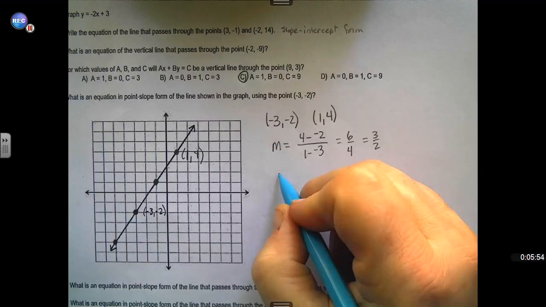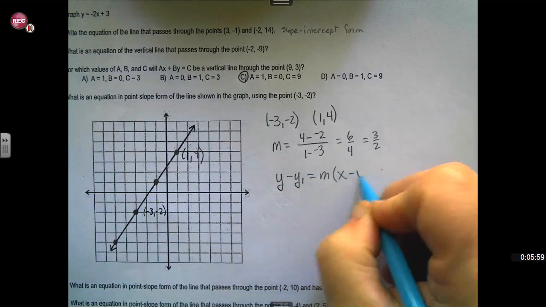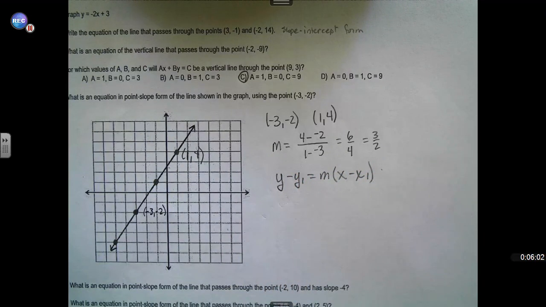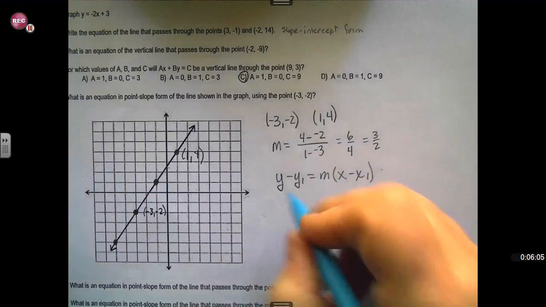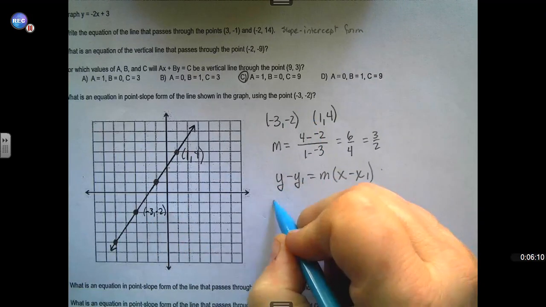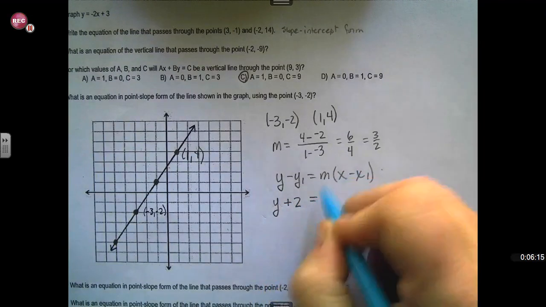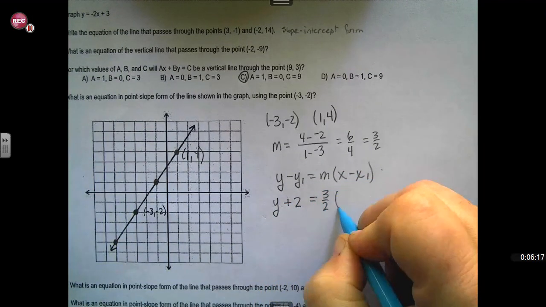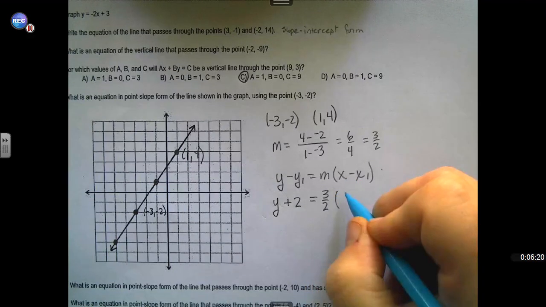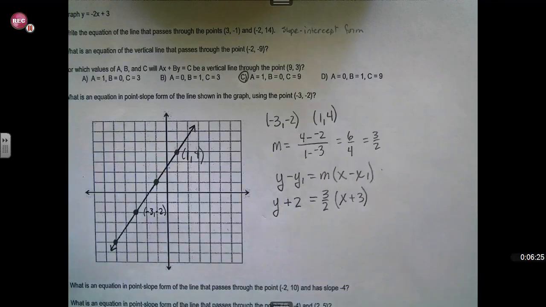Okay, so then y minus y1 equals m times x minus x1 is point-slope form. So I'm going to use the point that they gave me, (-3, -2). y minus -2 is y plus 2 equals the slope, 3/2, times the quantity x minus -3, which is x plus 3. And we leave it at that because that's what it asked for. Okay? All right.